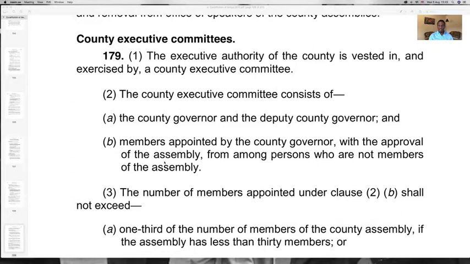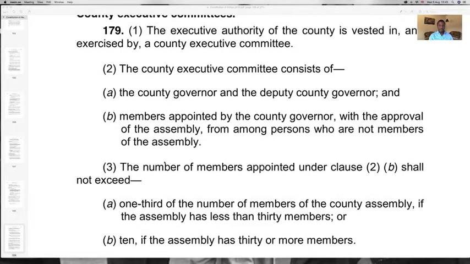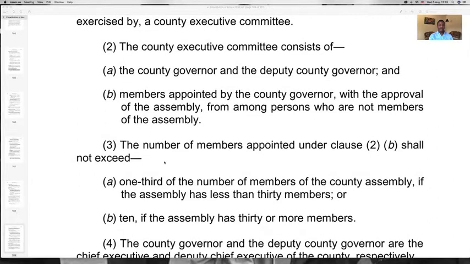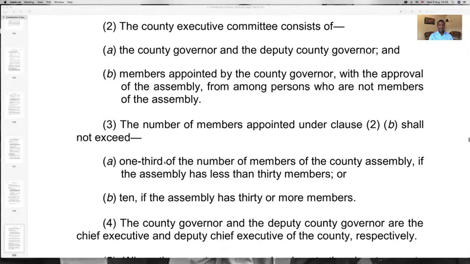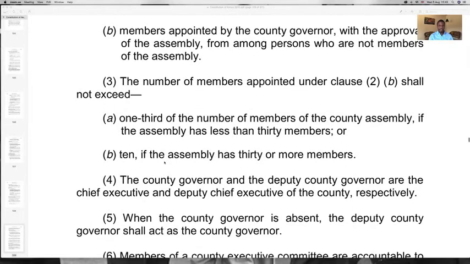The executive authority of the county vests in and is exercised by the county executive committee, which consists of the county governor and the deputy county governor, and members appointed by the county governor with the approval of the county assembly from among persons who are not members of the assembly.